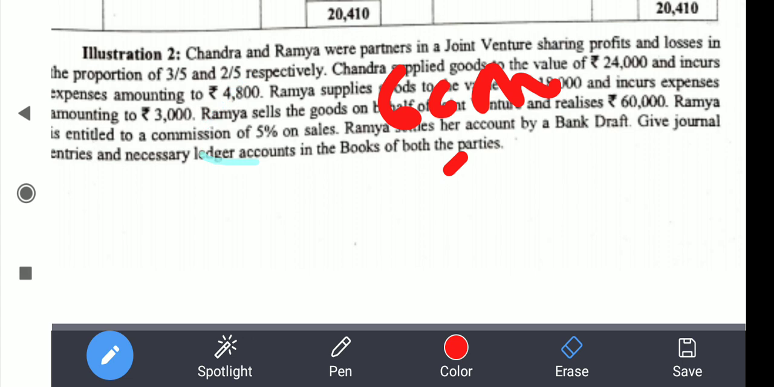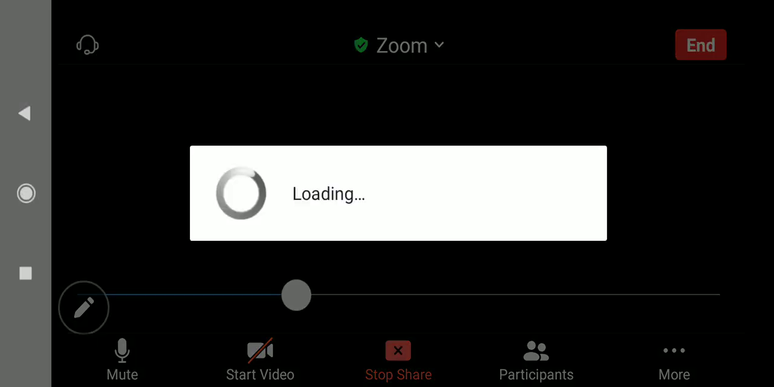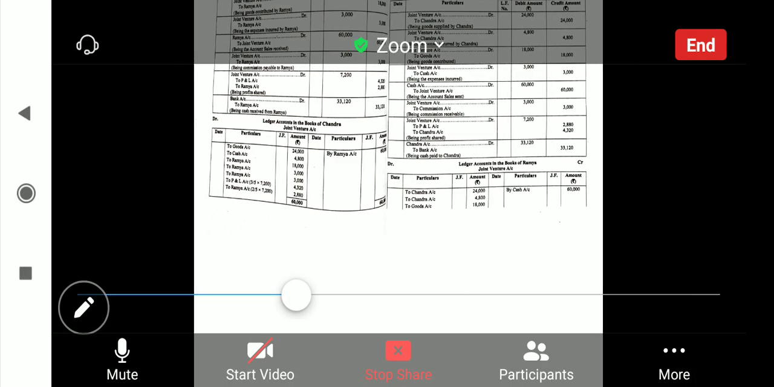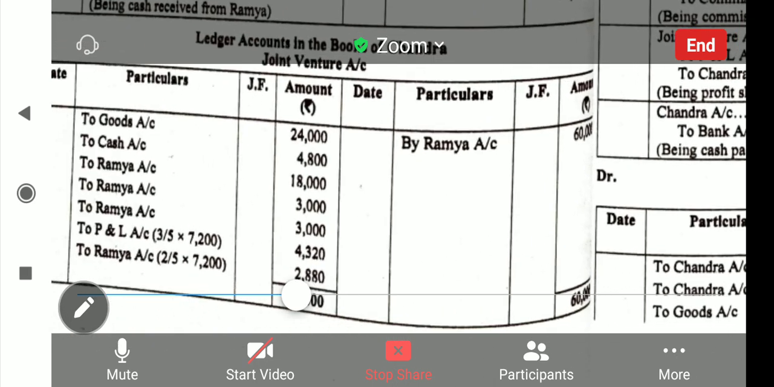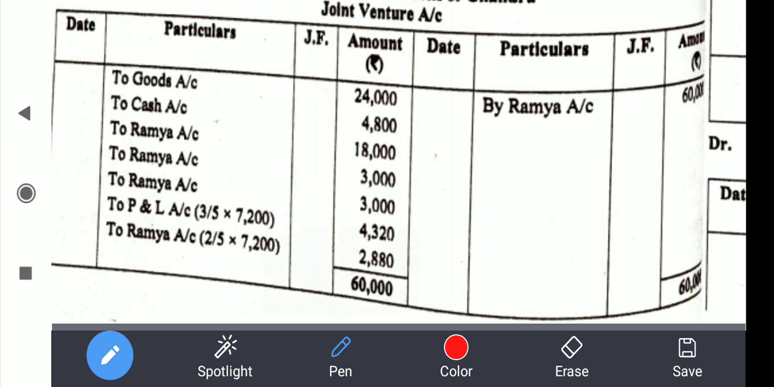You can easily understand the problem. Is it visible? Please tell me. Anyone tell? Good, good.